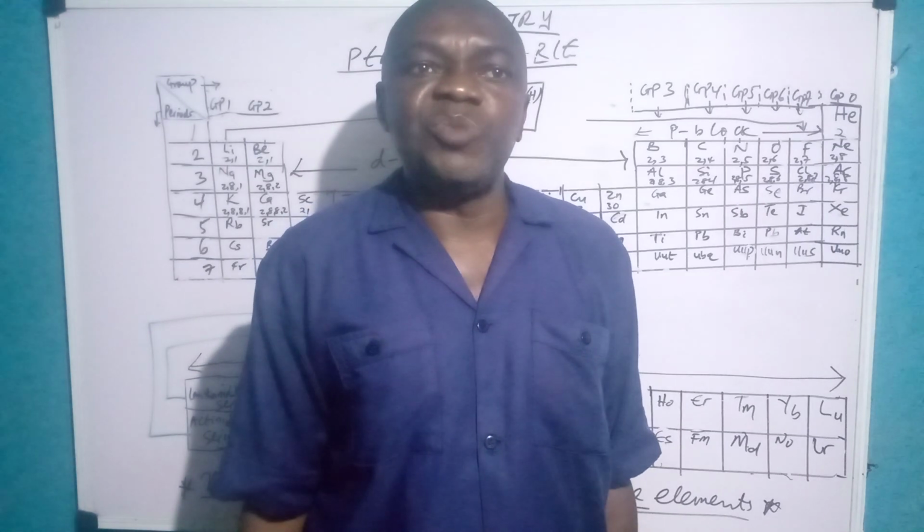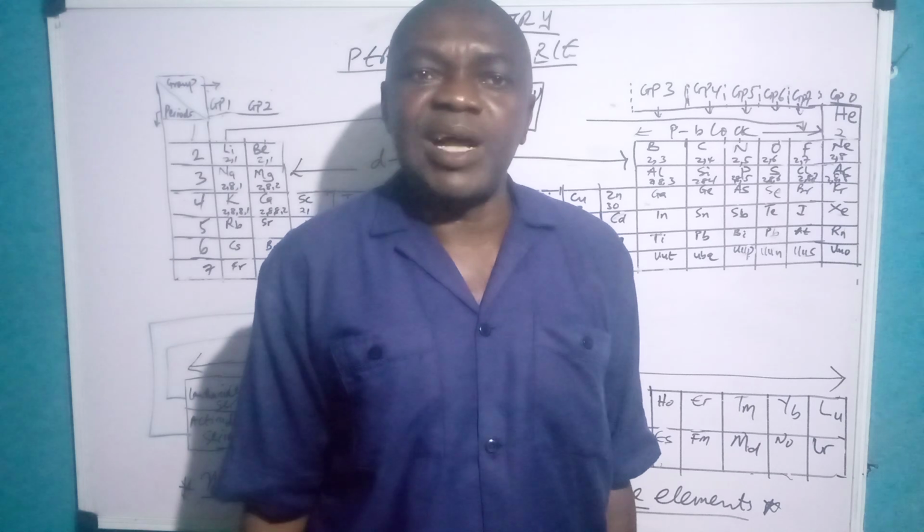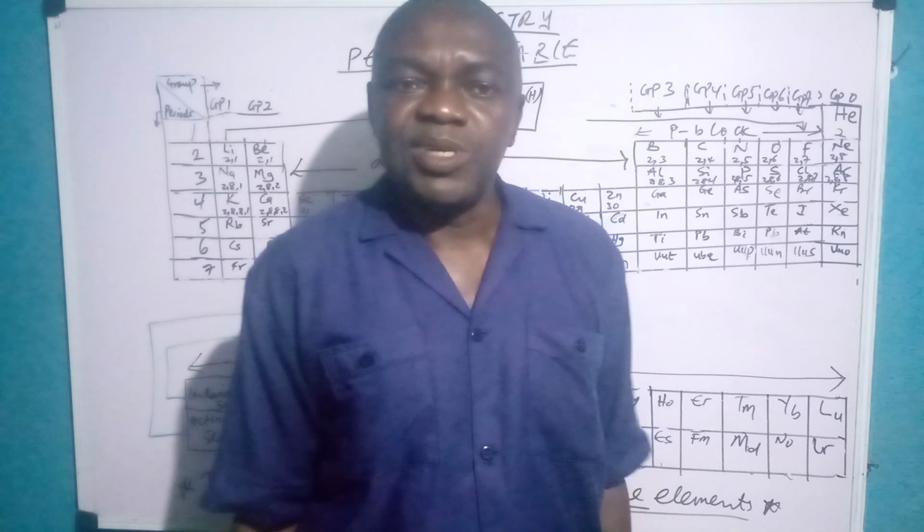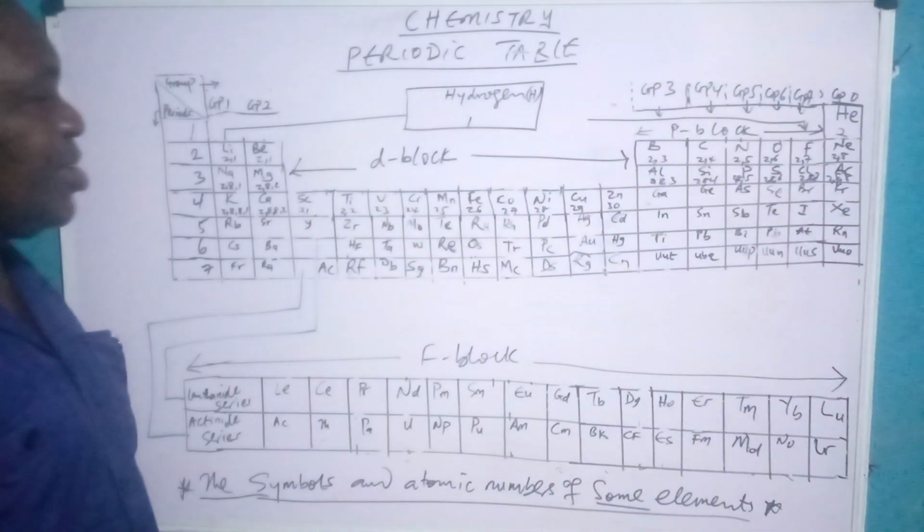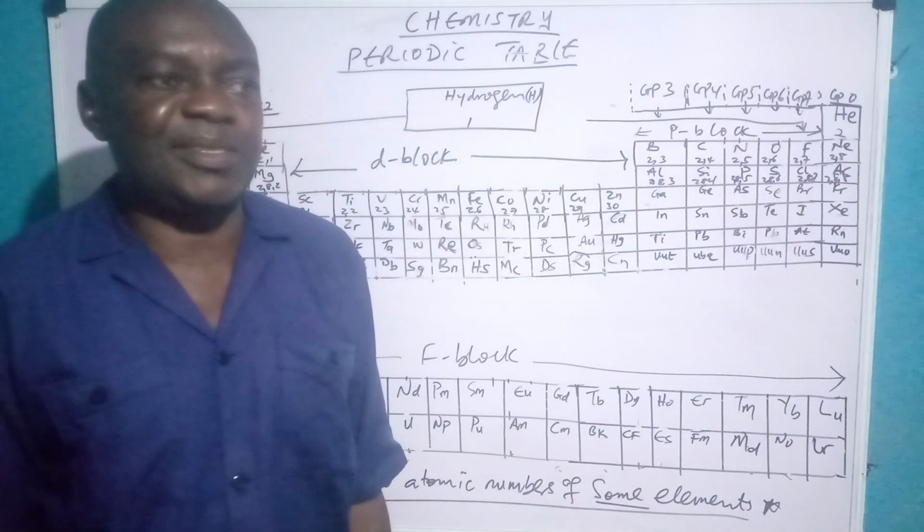In our today's video, we'll be talking about the periodic table, actually the modern day periodic table. As you can see the diagram on the board, this is the modern day periodic table. It consists of 118 known elements.